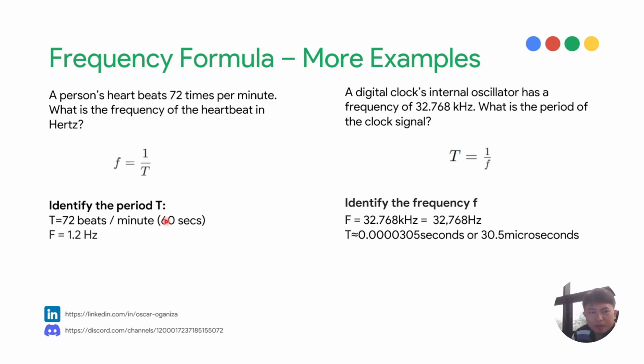So you should not leave it in 1 minute. You have to make sure that you always use seconds. Okay. So the frequency is 72 over 60, which is equal to 1.2 hertz.